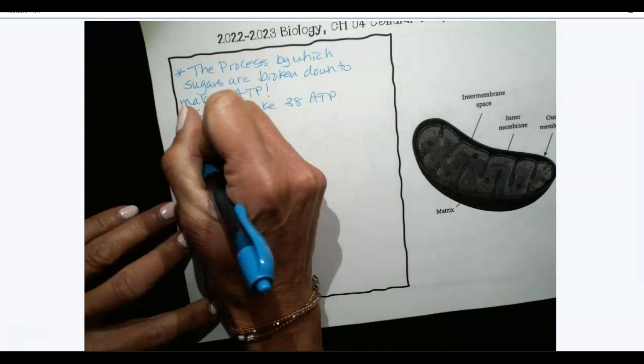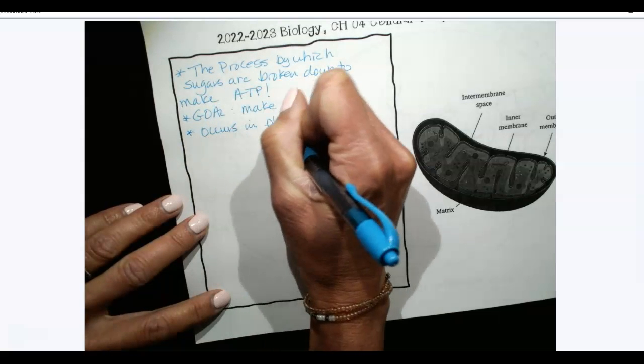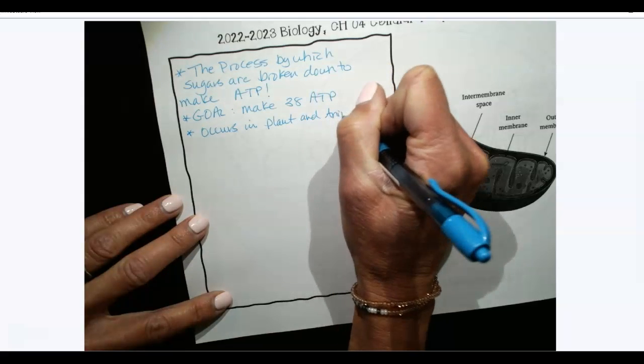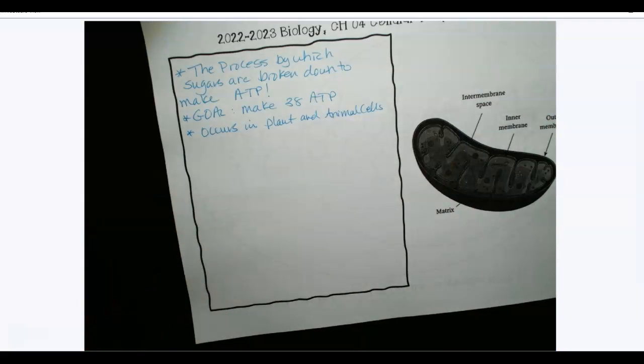This process occurs in plant and animal cells. So plants go through photosynthesis and make their own sugars, and then their cells break that sugar down to produce ATP so they have energy. Okay?